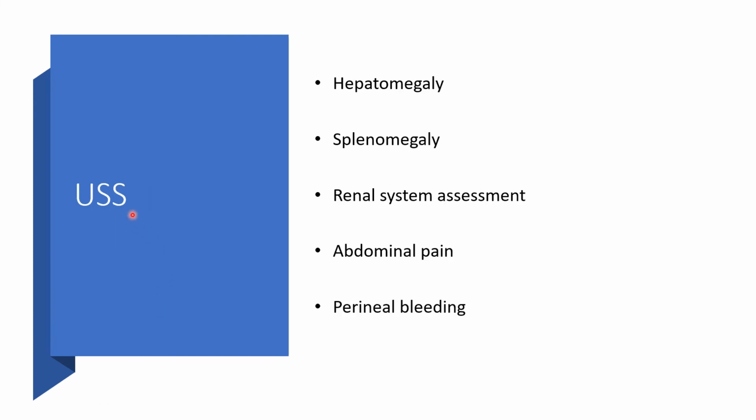When do we need ultrasound? We need ultrasound when we have hepatomegaly. Remember, periportal fibrosis and portal hypertension. Then hepatomegaly and splenomegaly. When we have Schistosoma haematobium with renal system involvement, we can have ultrasound. When an individual is down with any of the species and he or she is presenting with abdominal pain, we have ultrasound. Perineal bleeding can have abdominopelvic ultrasound done.